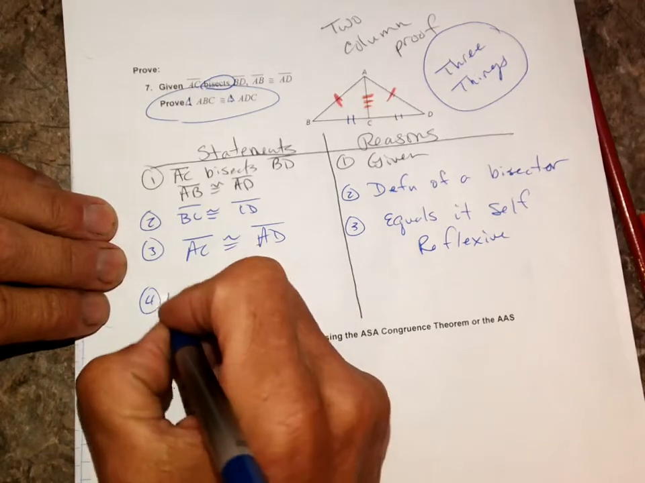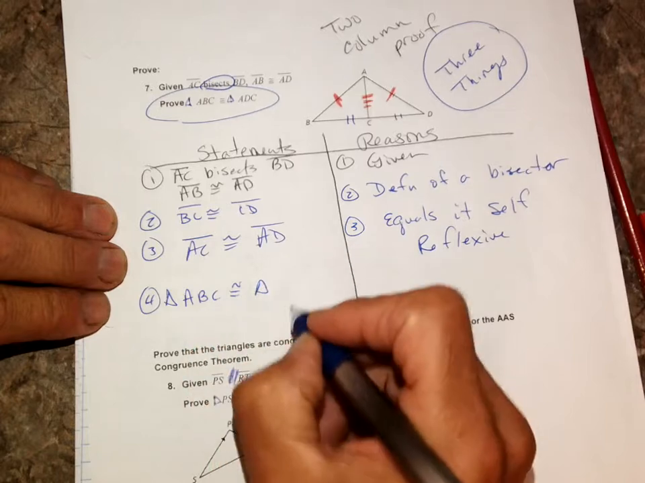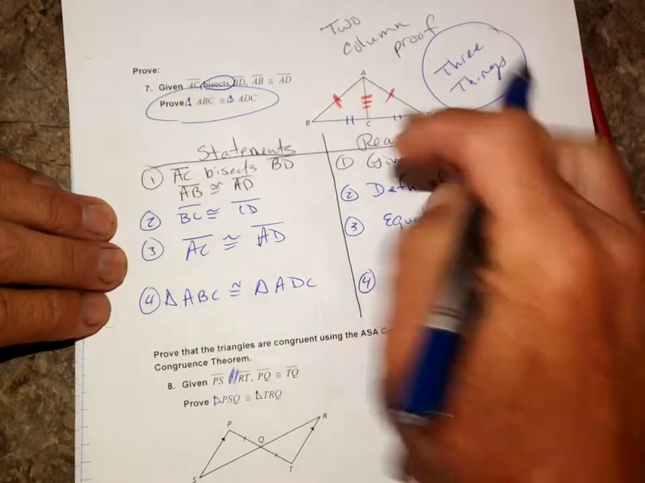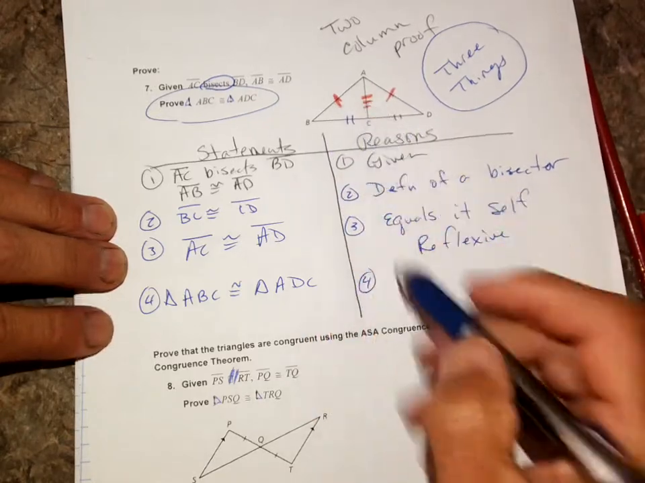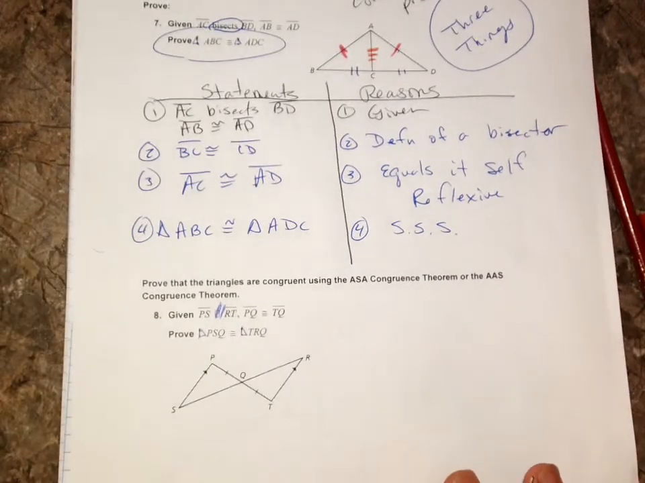Step 4, I'm going to say that triangle ABC is congruent to triangle ADC by what reason? Well, by side, side, side. Okay, we proved it. There you go. That's a proof. We're just going to practice these. We probably won't see these on our test, but it's good to look at them.